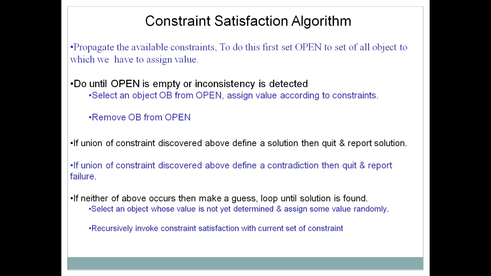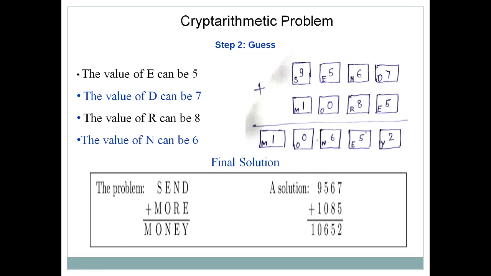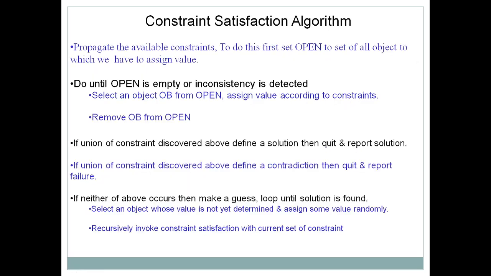Do this until open is empty or inconsistencies are detected, because one by one we take out a variable from the open list and assign a value. Then select an object from open and assign a value according to the constraints. We have seen that we need to explore the constraints already present in the numerical, and according to that we assign the value. Then we have to remove that object from open. Object means a particular alphabet. In this case, what are the alphabets? S, E, N, D, M, O, R. These are the variables. So we remove the object from the open list.